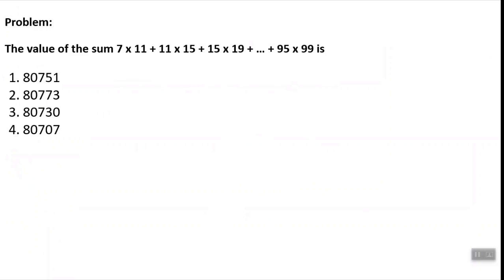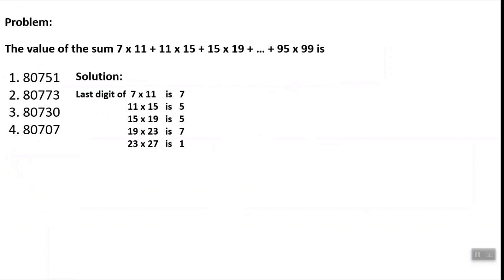I think no matter what you do, the method is going to be slightly lengthy, but one of the most efficient ways of doing this would have been to look at the last digit of each of these products. 7 times 11, the last digit is 7. 11 times 15, the last digit is 5. Last digit of 15 times 19 is 5. 19 times 23 is 7. Please understand, you don't have to calculate the product. All you have to do for the last digit is consider the last digit of this number and the last digit of this number and the last digit of the product, which is 7. And the last digit of 23 times 27 is 1.